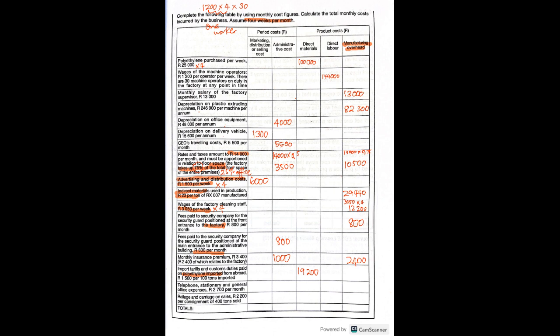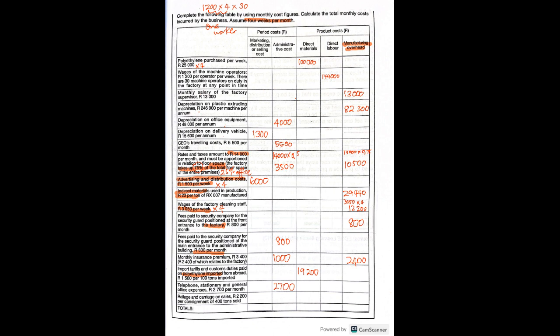Then the next one was the telephone, stationery, and general office expenses of 2,700 per month. So your general office expenses fall into the category of administrative. So that's already on a monthly basis. You don't need to calculate there. And the last one, which is railage and carriage on sales now. So it's not your railage and carriage on the raw material, the core raw material. Here they said railage and carriage on sales is 2,200 per consignment of 40 tons sold.